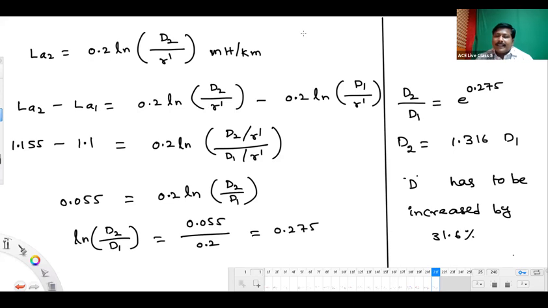See, how much is the percentage increment in the inductance we had? Only 5%. But how much is the distance increment here? 31.6%. See, the observation you have to make here is, with respect to increment in the distance, inductance value definitely increases. But the increment in the distance is very, very high compared to the increment in the inductance you got. That's the observation you have to make here.